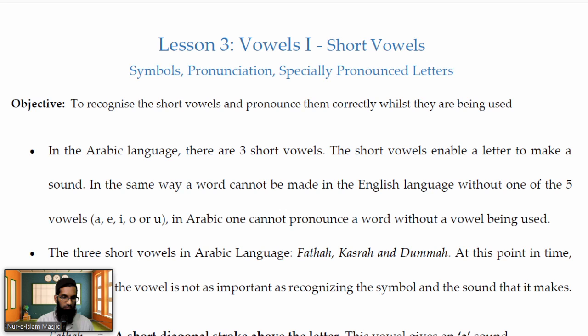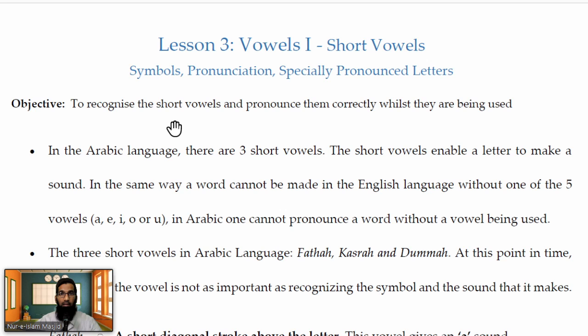Now, in English, we have vowels. For example, we have cat, the A in cat, or the O in dog. They're vowels and they give the sound to that word, like da, g, dog, and ka, t, cat. That's exactly what we're going to learn in Arabic now. We're going to be putting vowels to the letters that we had learned before.